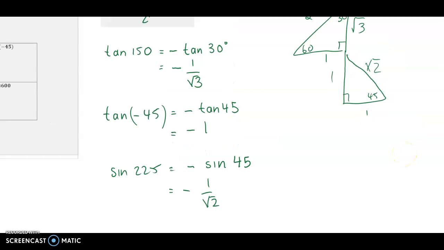Okay, second last, sine of 225 is in the third quadrant, that would equal minus sine of 45, and we pop that into the exact value triangles, we'd get minus 1 on root 2. We'll leave the last one for class to do.